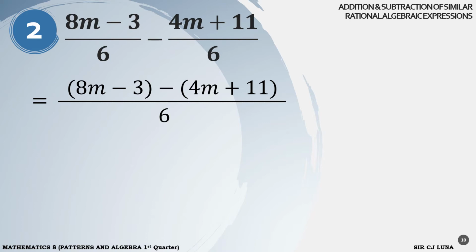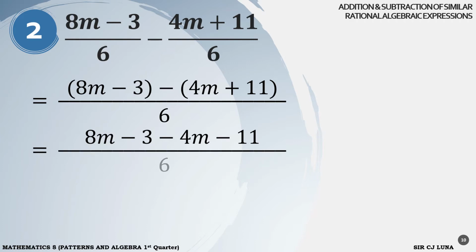So now, subtraction. Recall the rules for subtraction. Very good. When we are subtracting expressions, we are changing the sign of the subtrahend. So 4m plus 11 will become negative 4m minus 11, and then the denominator 6. So what's next? Okay, very good.